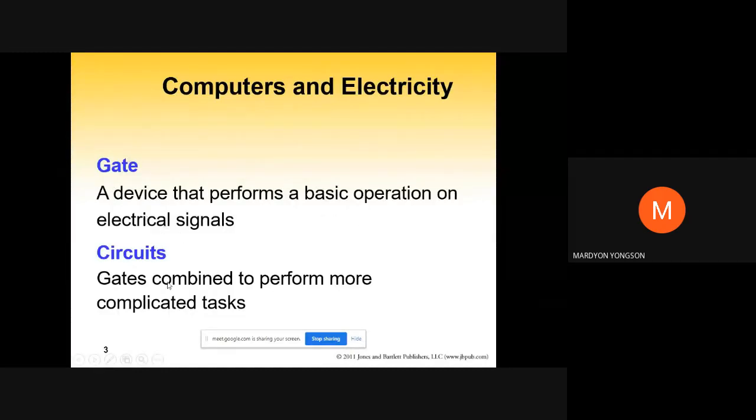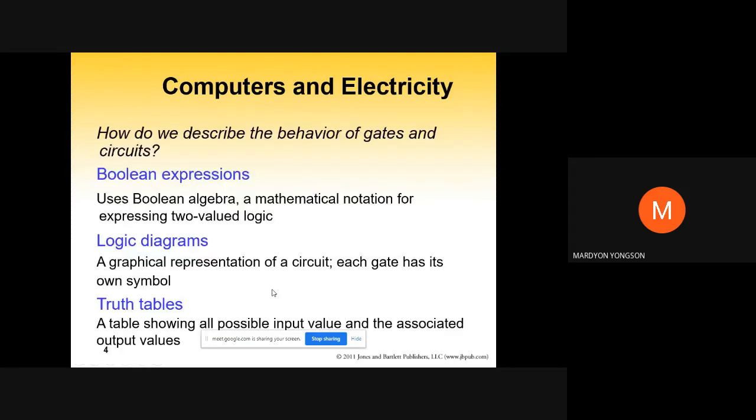And then next, we have circuits. So gates combine to perform more complicated tasks. And then how do we describe the behavior of gates and circuits? So we describe it by using, first, we have Boolean expressions. So ito yung last time yung ni-lecture ko. So by using Boolean algebra, a mathematical notation for expressing two-valued logic.